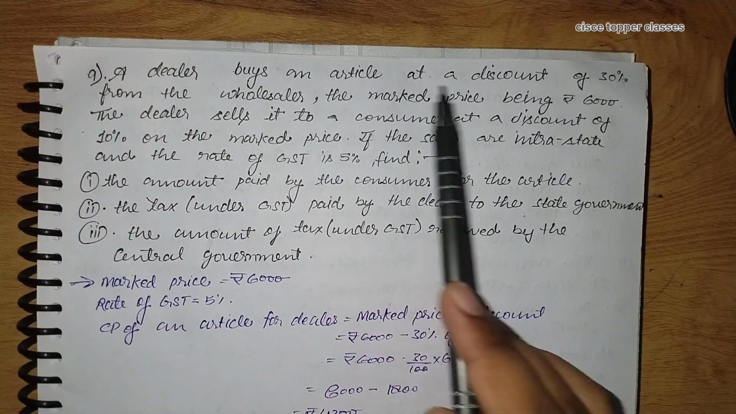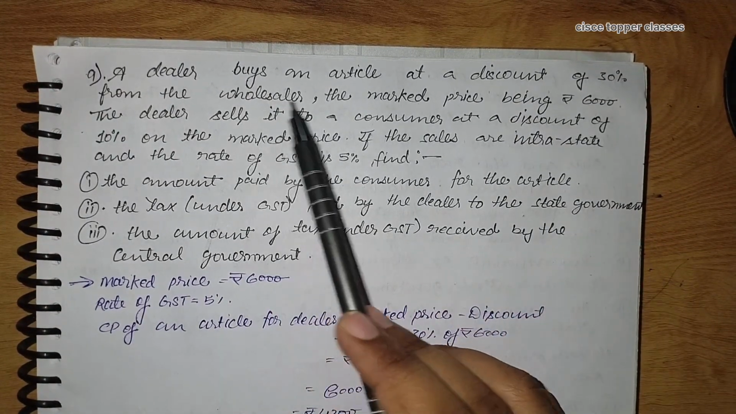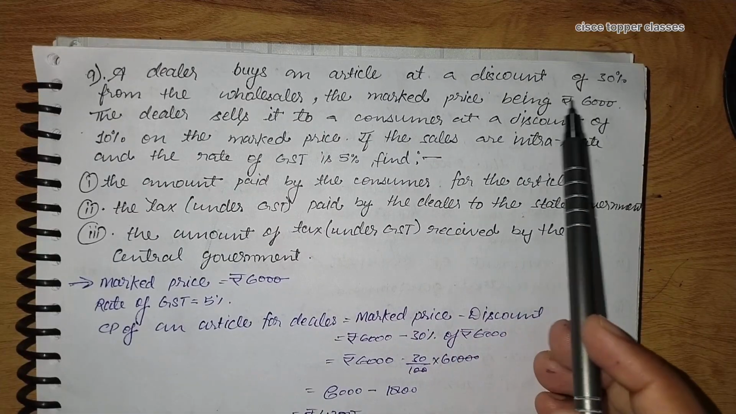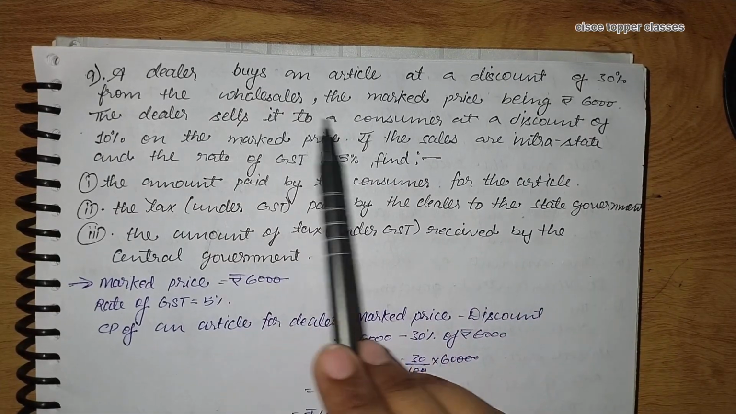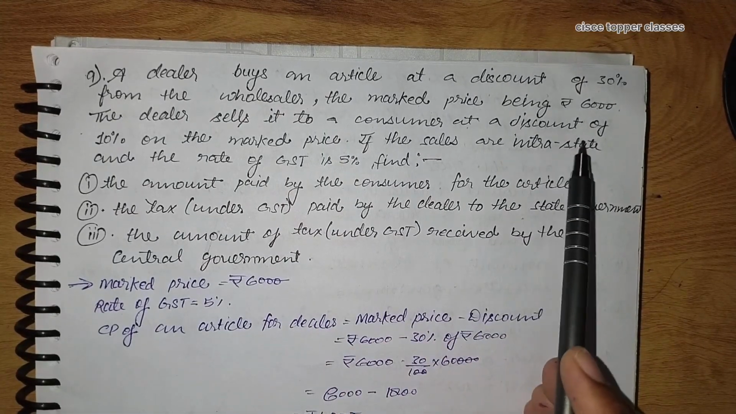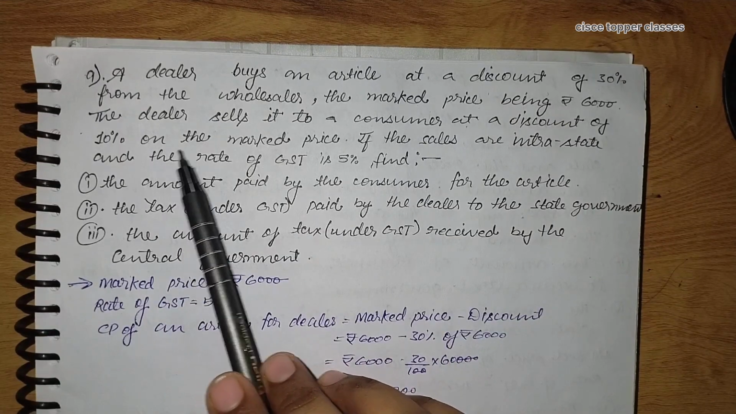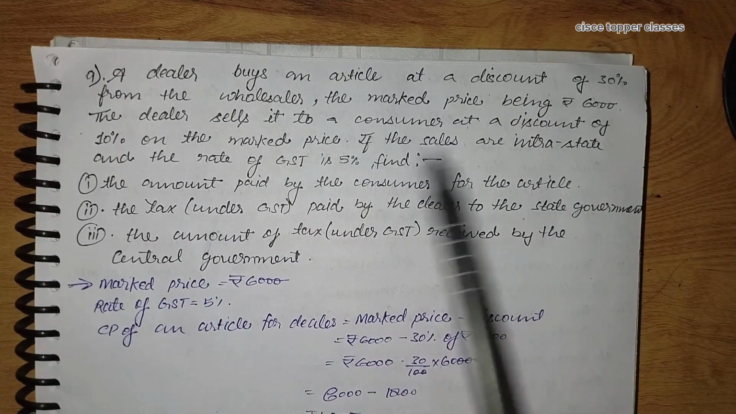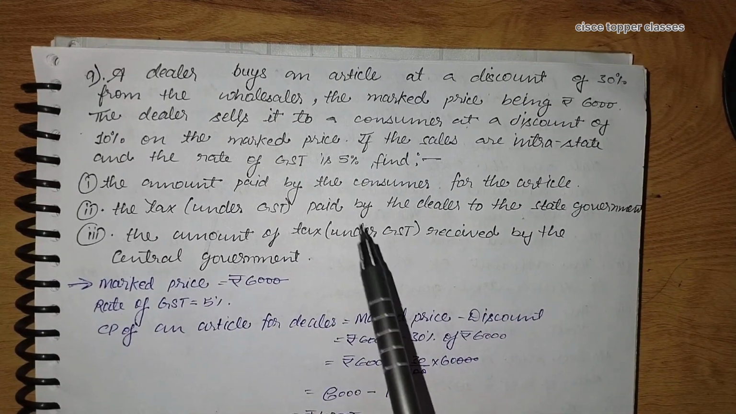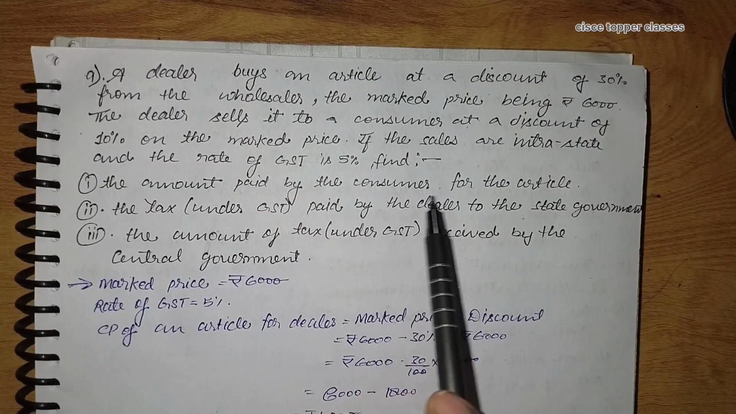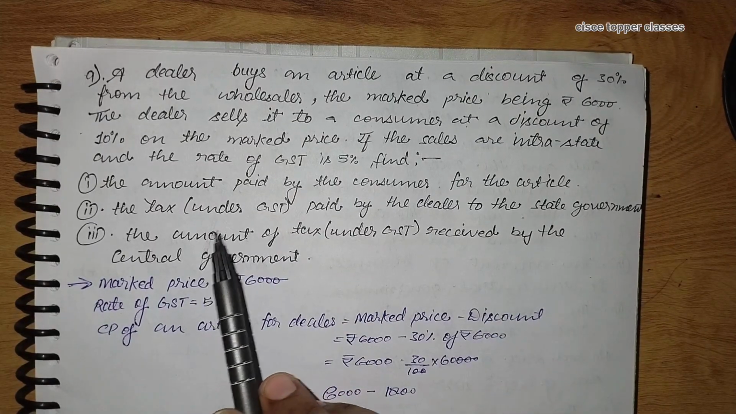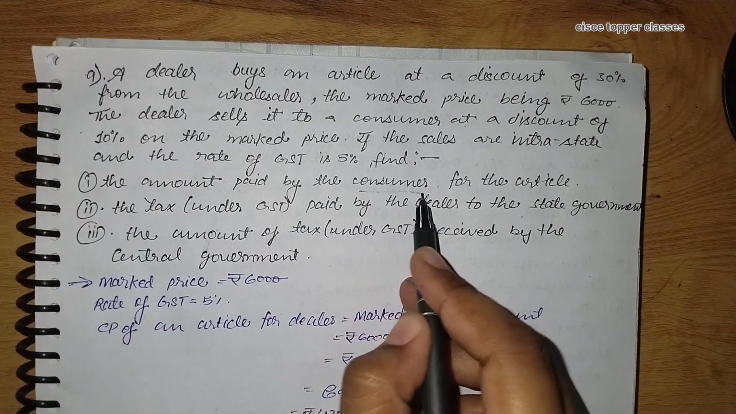A dealer buys an article at a discount of 30% from the wholesaler, the mark price being rupees 6,000. The dealer sells it to a consumer at a discount of 10% on the mark price. If the sales are intra-state and the rate of GST is 5%, then find the amount paid by the consumer for the article. So we have to find the amount paid by the consumer.